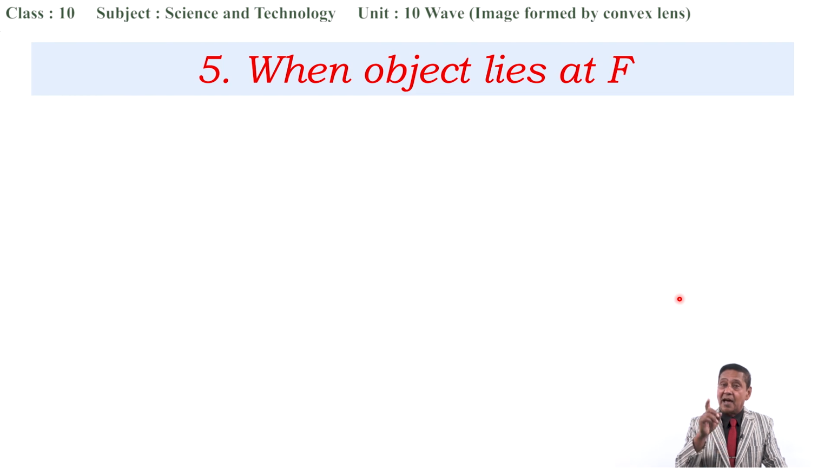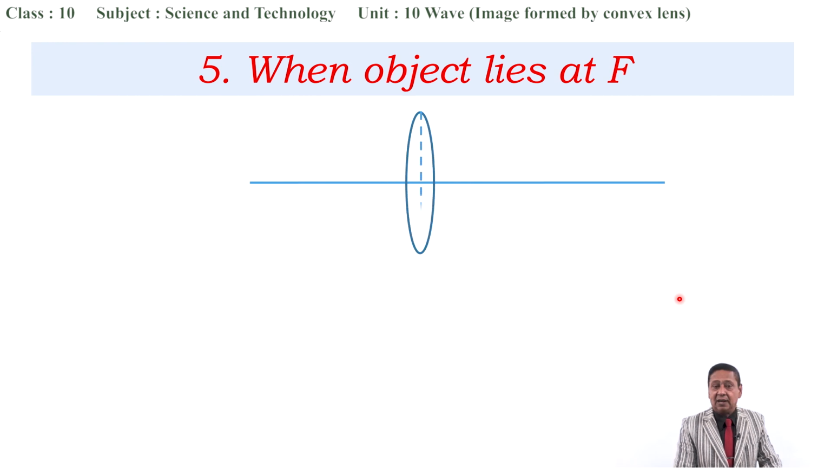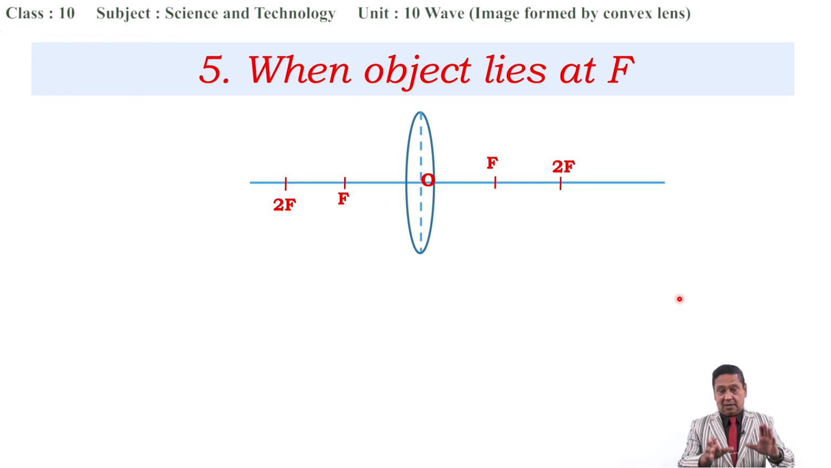When object lies at focus, now twist and turn are coming. It is a little different than other, and coming another one, sixth one is also different than other. Principal axis, this is lens, bisected, optical center, focus, and 2f. Till this everything is same like in previous case. Now our object is at focus here, and object is taken at focus.